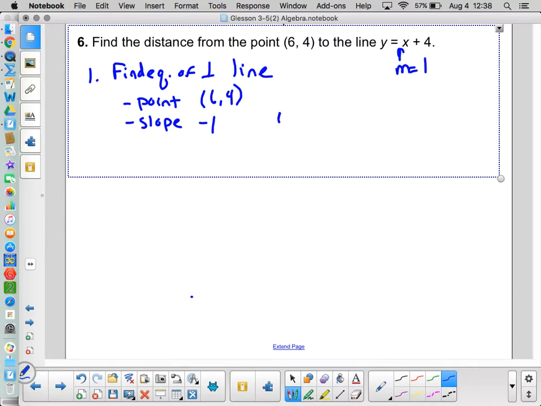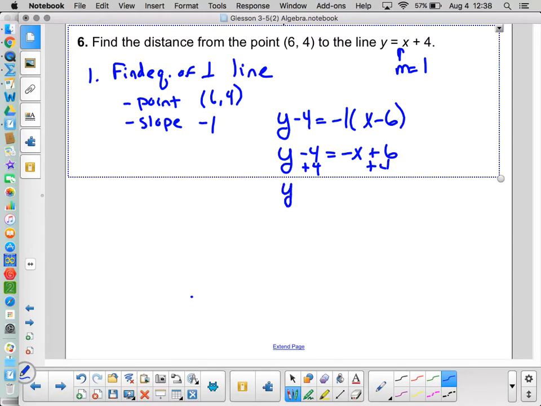And I plug that in my formula. y minus 4 equals -1 times x minus 6. So y minus 4 equals -x plus 6. Adding 4 to each side, I get y equals -x plus 10. So that's the equation of my perpendicular line.